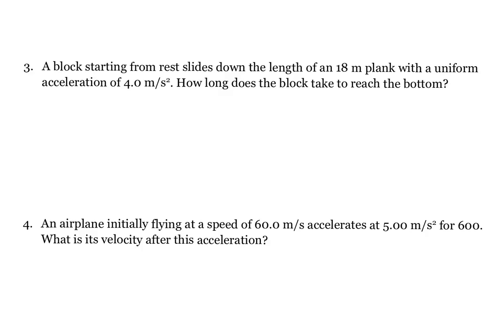All right, number 3 says a block starting from rest slides down the length of an 18-meter plank with a uniform acceleration of 4.0 meters per second squared. How long does the block take to reach the bottom? So we're going to label this. Starts from rest. What did they just tell me with that? Initial velocity, which equals 0. Slides down the length of an 18-meter plank. What did they just tell me there? My change in position was 18 meters. And then they straight up told me what this is, with a uniform acceleration of 4.0 meters per second squared. They told me my average.